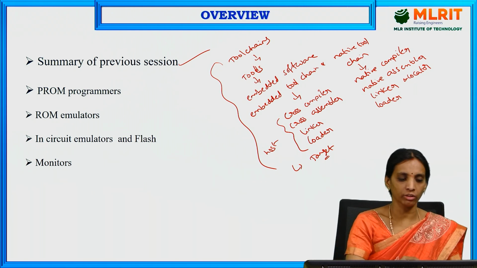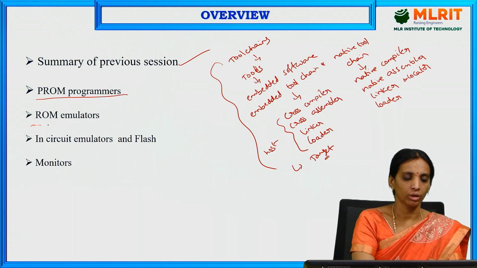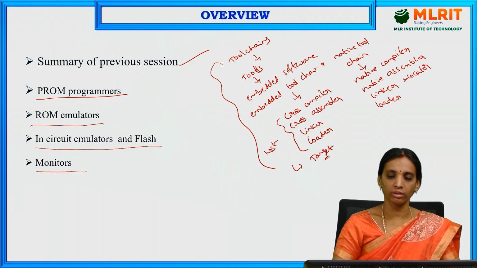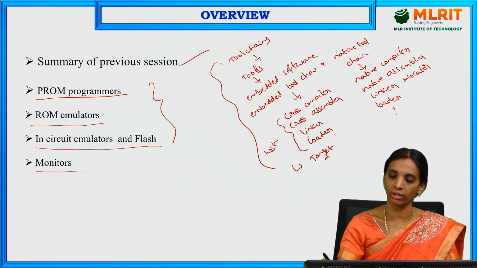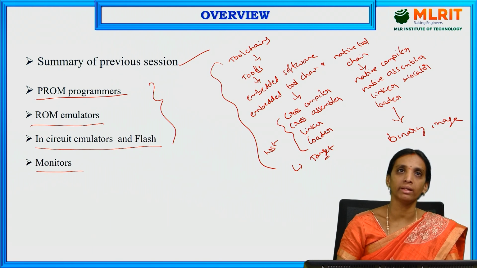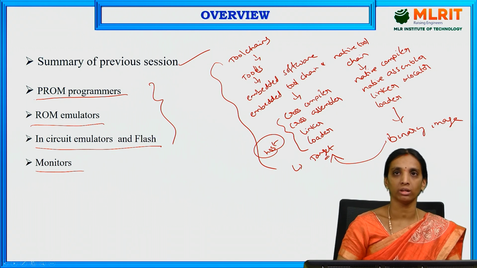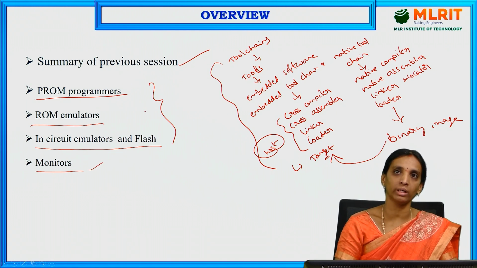In the present session, we are going to discuss the PROM programmers, ROM emulators, in-circuit emulators, and flash and monitors. These are used after development of the program. After development of the program, till now we have the binary image file. After getting the binary image file in the host machine, how can we load this binary image file into our target machine?